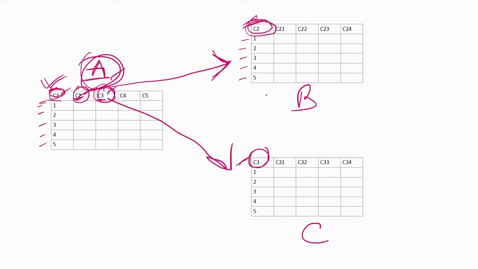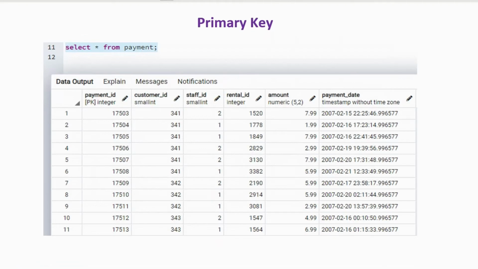Now let's go ahead and see some examples on tables from our DVD rental database. Okay, so within this example, I am using this payment table, which is coming from the DVD rental database that we are using within this SQL tutorial.